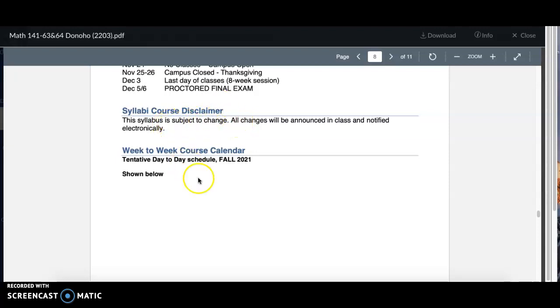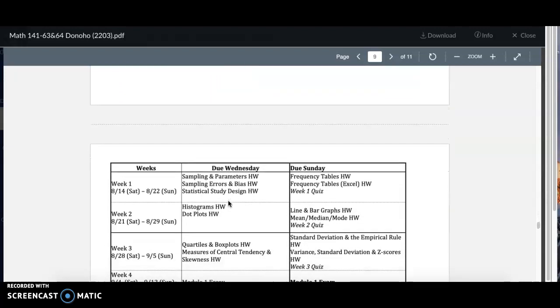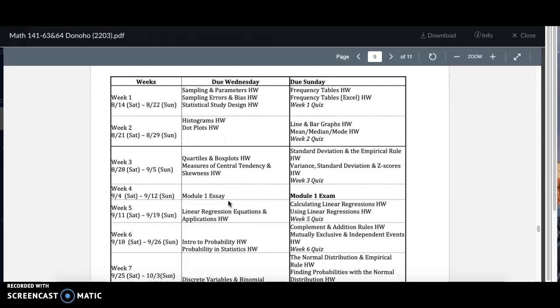So if something that has been stated anywhere in the syllabus changes, I will announce it in the class. I will email you. I will send out Canvas messages. Like you will be aware if something has changed. But here is the tentative day-to-day schedule, or really for us, it's like a week-to-week schedule. So what you can see is every week it goes from a Saturday to the following Sunday. So the week is technically 8 days long.